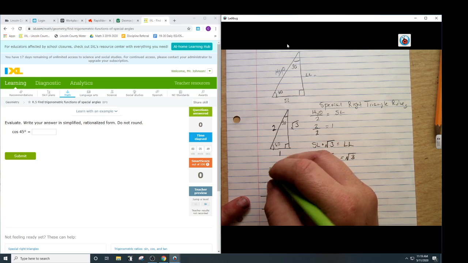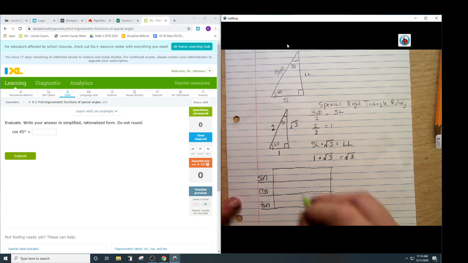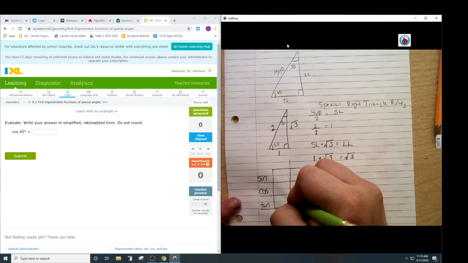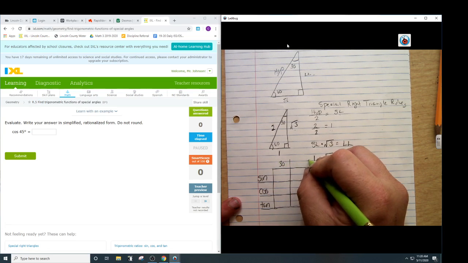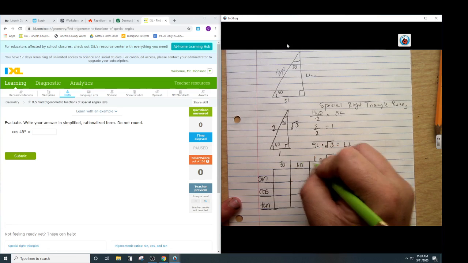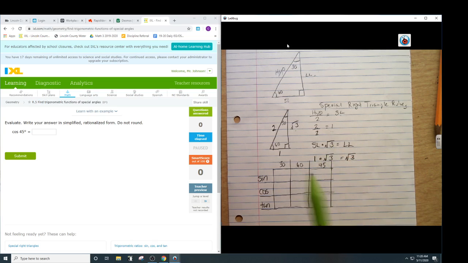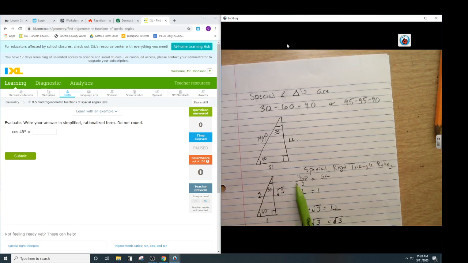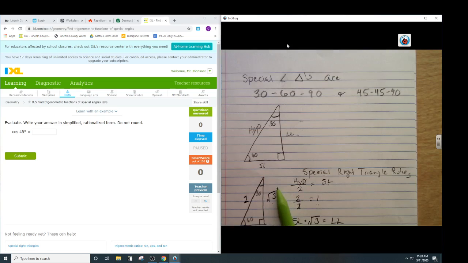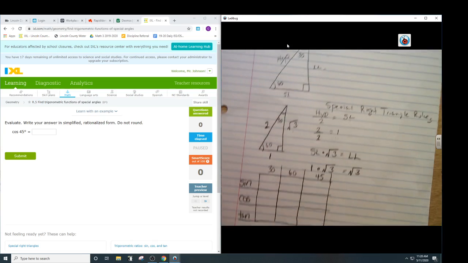Sine, cosine, tangent. Then this will be 30, 60, 45. Now notice there's 2 different special right triangles, guys. 30, 60, 90 and 45, 45, 90. Now we're going to use those 2 special right triangles to fill in this chart right here.